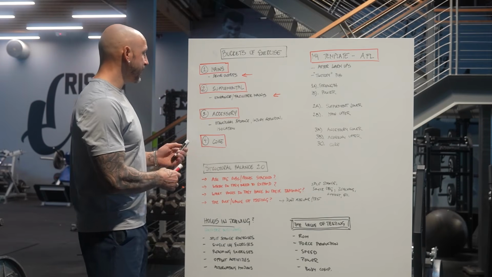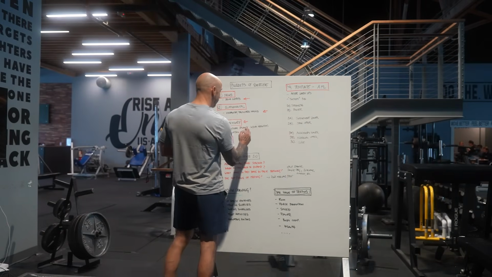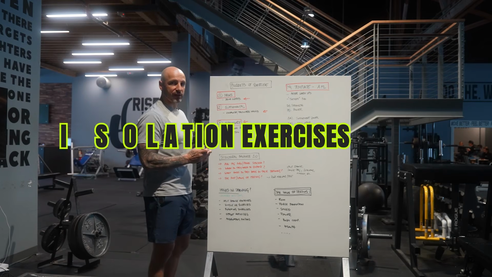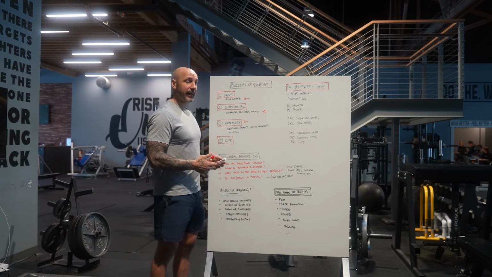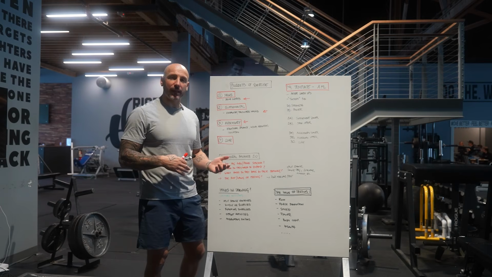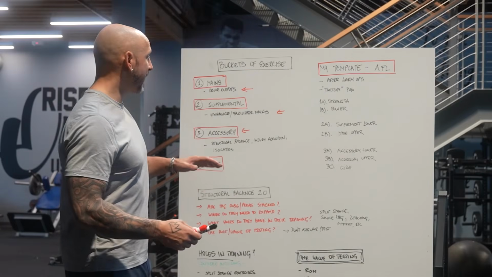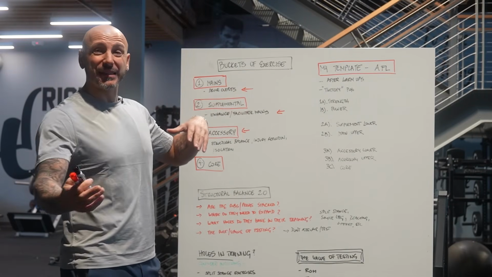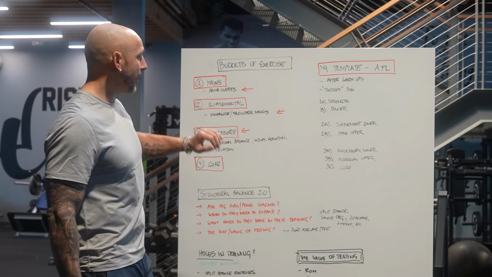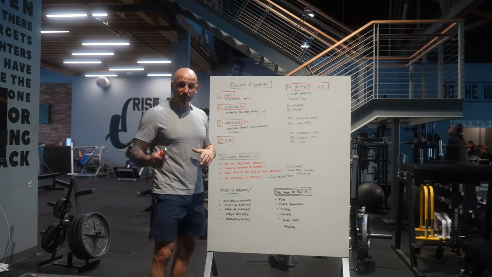Then third is going to be accessory. So that's structural balance, injury reduction, isolation exercises, right? So it might be like, hey, let's get the hamstring. Let's go back to the example. I'm going to give you both examples, right? The example of the person that wants to get stronger. It's a lower body day. They're going to do trap bar deadlift. They're going to do Bulgarian split squat.